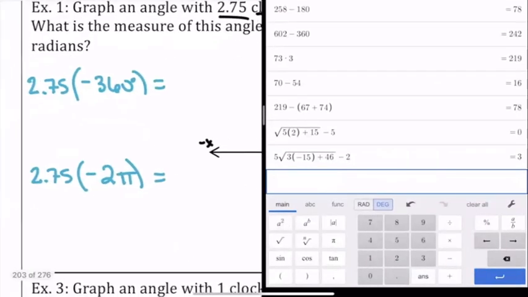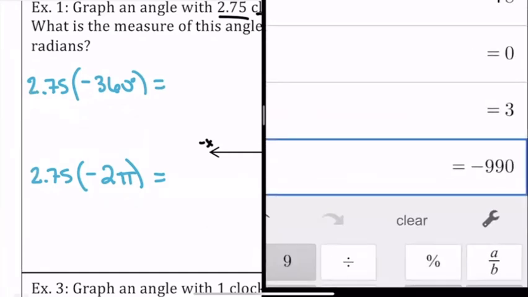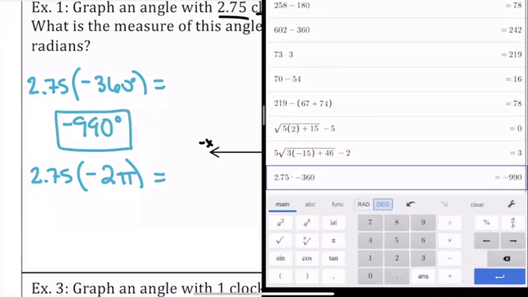And I always want either a whole number or a fraction. I do not want a decimal. This one we have a whole number. It is negative 990 degrees. So very big.